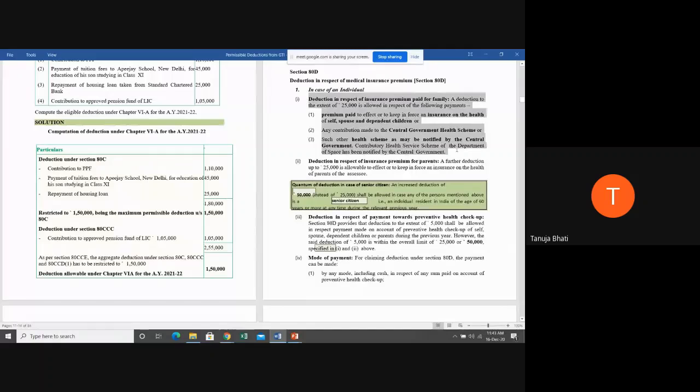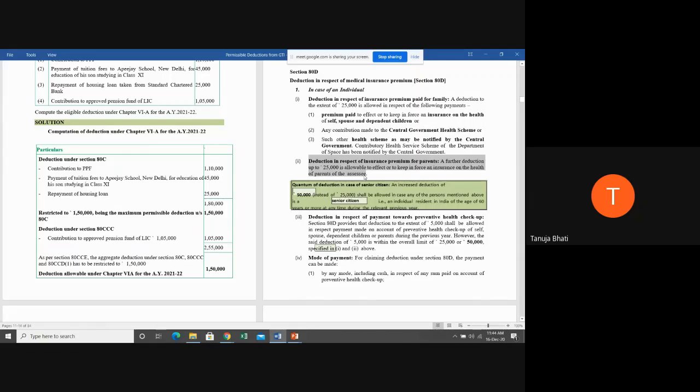So students, remember the first part of what section 80D is saying: when any individual is paying premium on the health insurance of himself, spouse or dependent children. Second, if he is contributing to the Central Government Health Scheme, or third, he is contributing to any health scheme which is notified by the central government, then yes, he is going to get a deduction, but the deduction is only a maximum of 25,000.